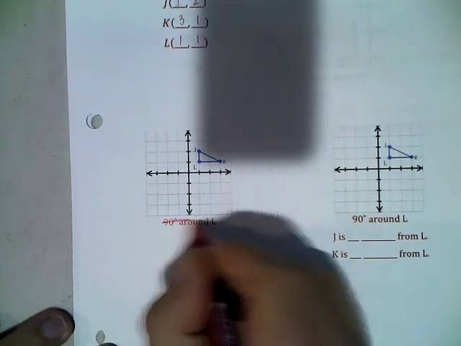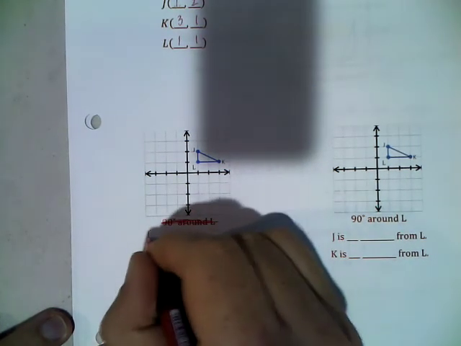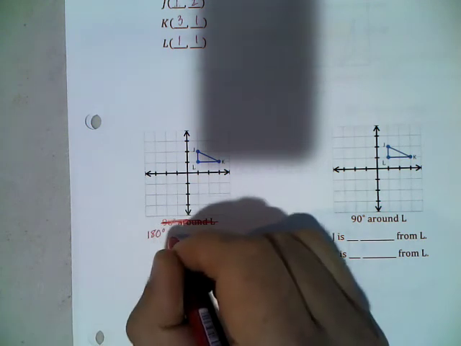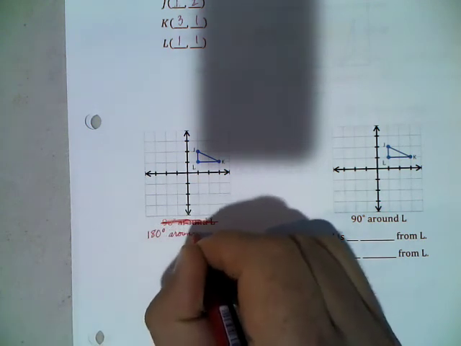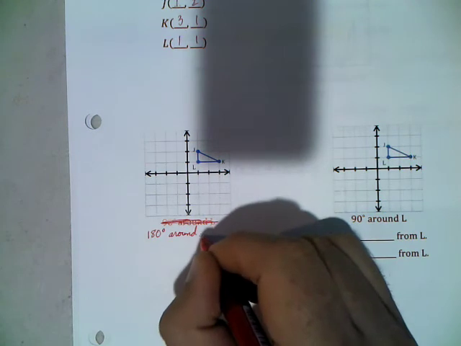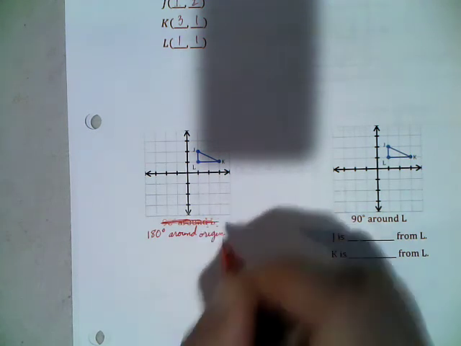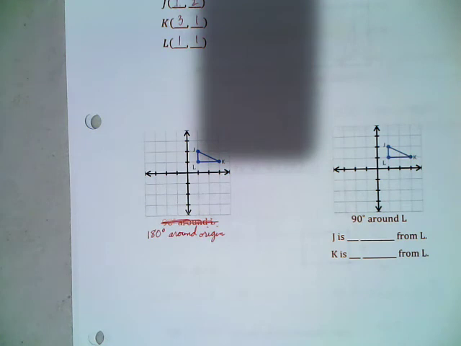Now this next one, I have a little bit of a typo that we need to fix. This is actually supposed to say 180 degrees around the origin. And ladies and gentlemen, 180 degrees versus a negative 180 degrees are actually the same thing, because a full rotation would be 360 degrees. So whether I go clockwise or counterclockwise, it's a half rotation either way.